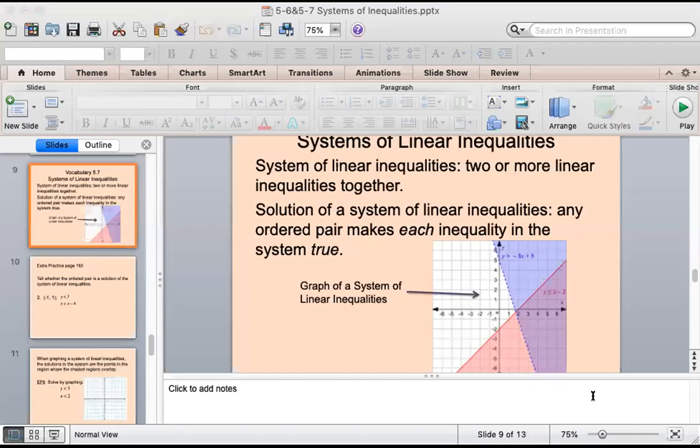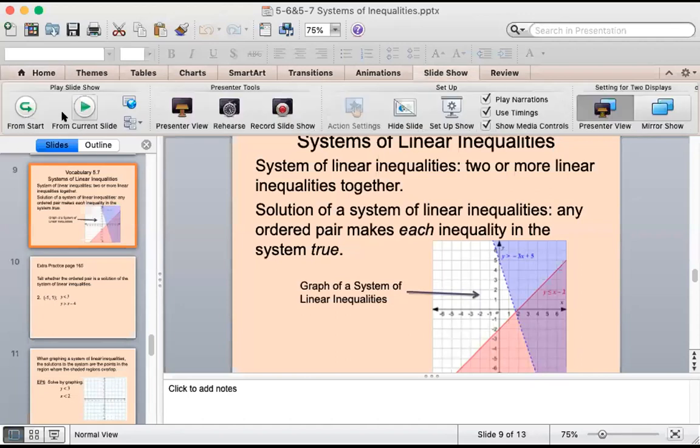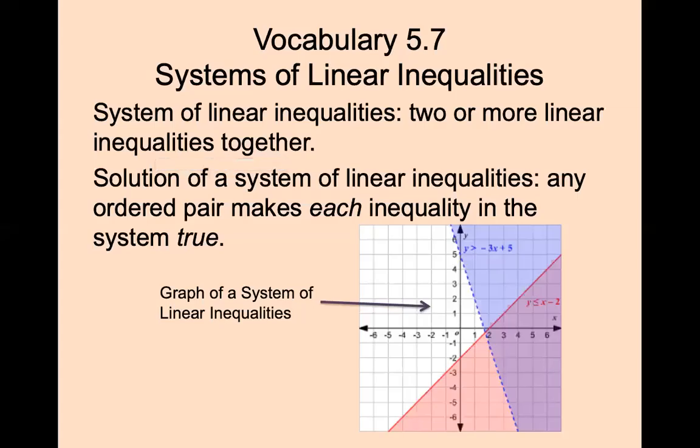So we are starting out with some vocabulary. And this goes in your journal on page 164. And it is the definition of a system of linear inequalities. Very similar to a system of linear equations, only this is inequalities. So we have two or more inequalities together, and the solution is any ordered pair that makes each inequality in the system true, so it has to make them true. So if you look at where these colors are overlapping, that's where the solutions are to this system.